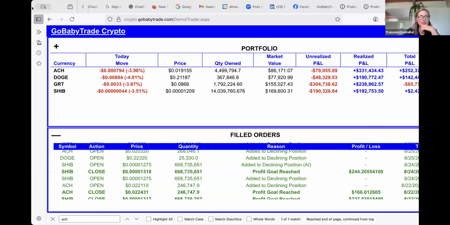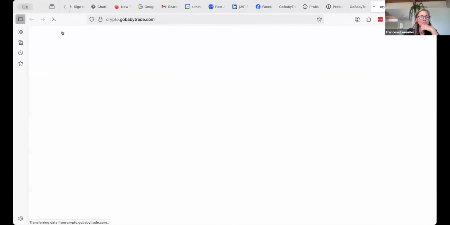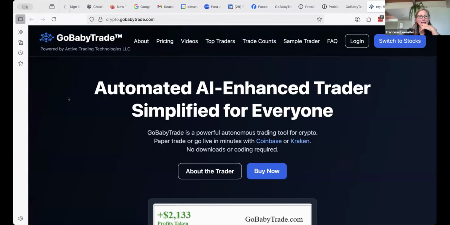So when you're in your GoBabyTrade account, you can go up to the left and click GoBabyTrade Crypto, okay? You have your right-hand side menu, but you can always click to go back to the main GoBabyTrade menu. When you click there, you have these other items. So that's where you can go and find it. And I just click the background to get rid of that newsletter pop-up.